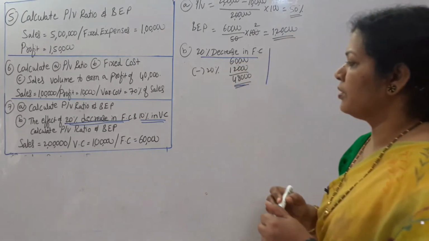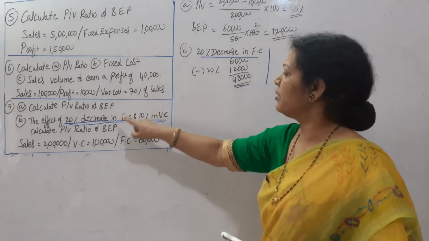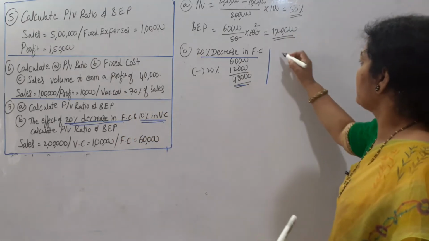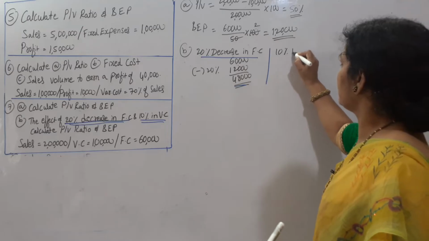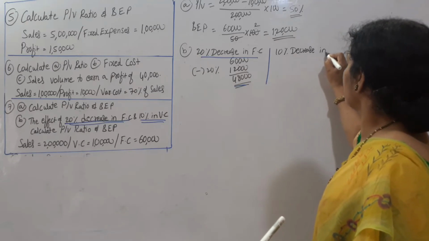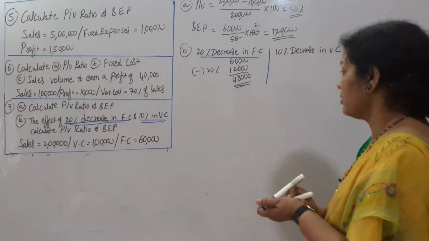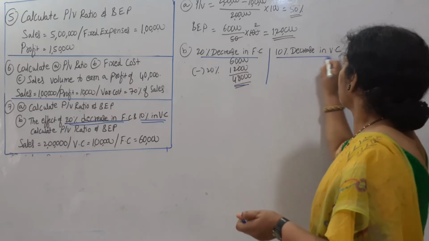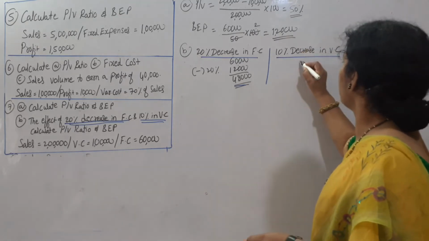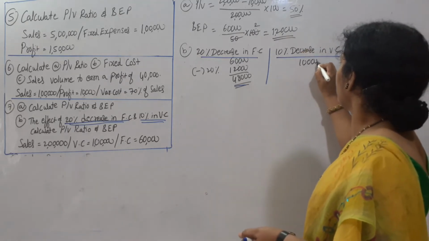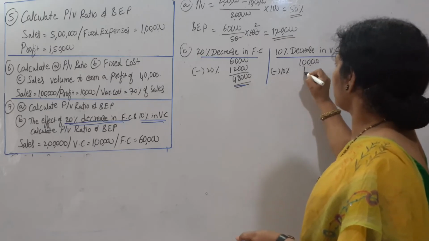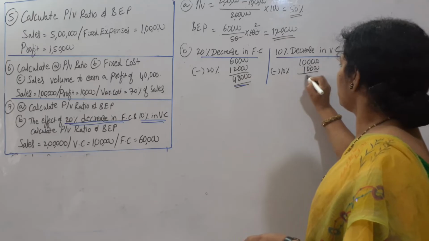And next, where there is a 10% decrease in variable cost. Variable cost is here 1 lakh minus 10%. 10% comes to 10,000. So it is 90,000.